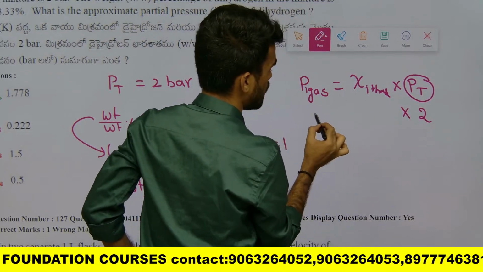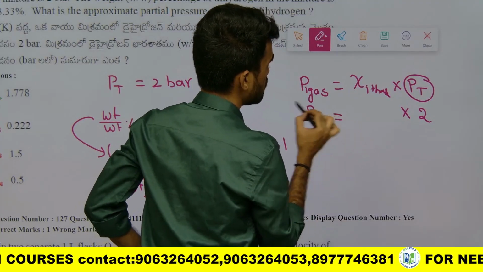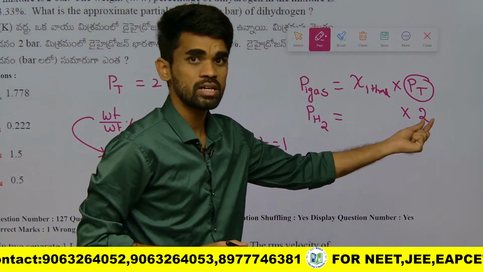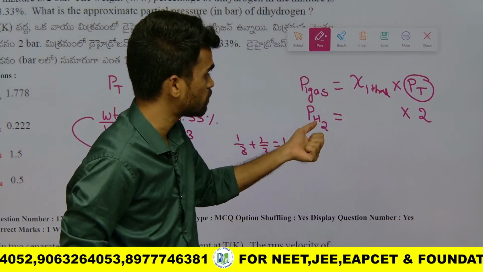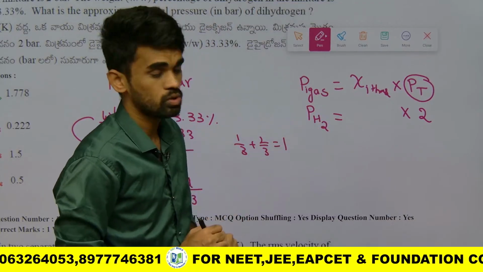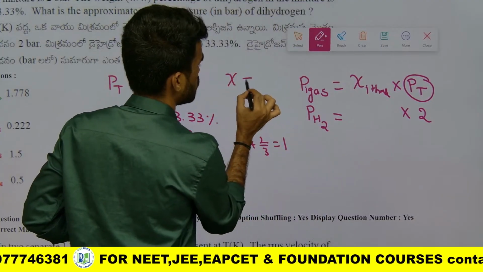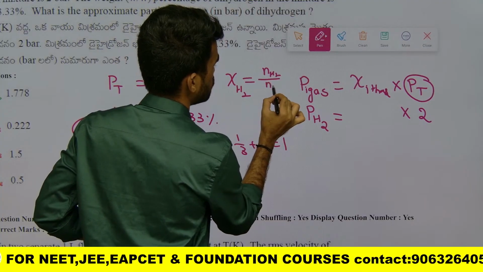Now I want to calculate it for hydrogen gas. PH2, the partial pressure of hydrogen gas, equals the total pressure, which is 2 bar as given, multiplied by the mole fraction of that gas, the mole fraction of H2. So mole fraction of H2 means the number of moles of H2 by the total number of moles.